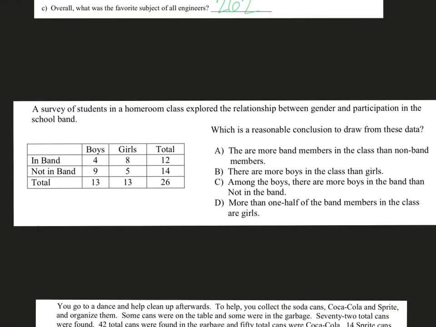So if we move to example 2, again, this is looking to see if we can read a table. It says a survey of students in a homeroom class explored the relationship between gender and participation in the school band. So what we have boys, girls, and then the total. We have who's in a band, who's not in a band, and then the total. So what's a reasonable conclusion to draw from these data? So based on the table, we want to look through A, B, C, and D and figure out which one makes sense, which one is true. If you want to pause, now would be a good time to do that and try to figure it out yourself.